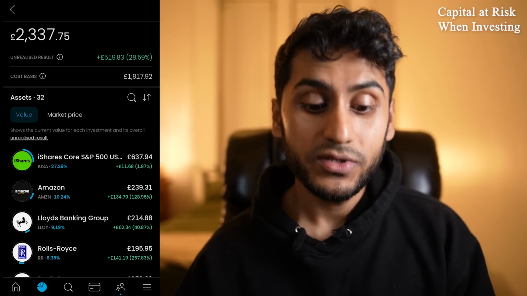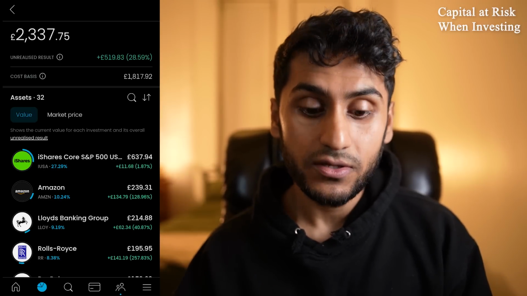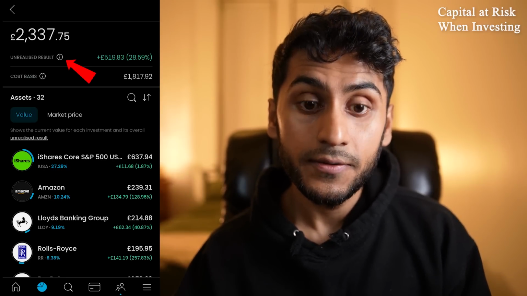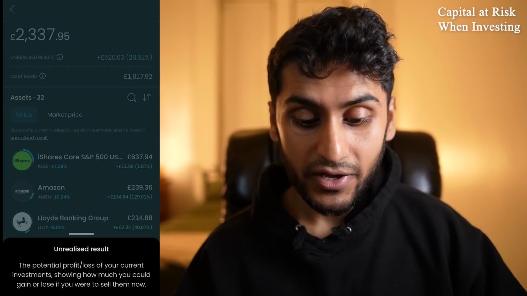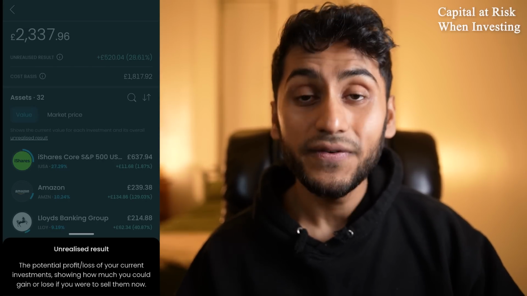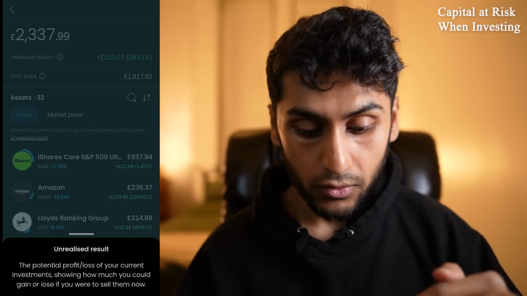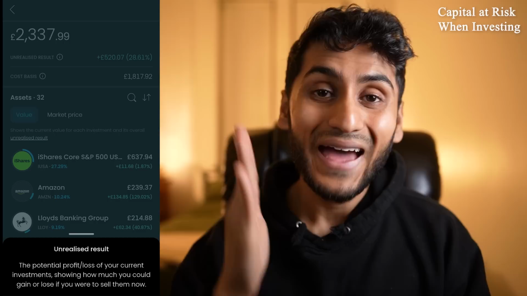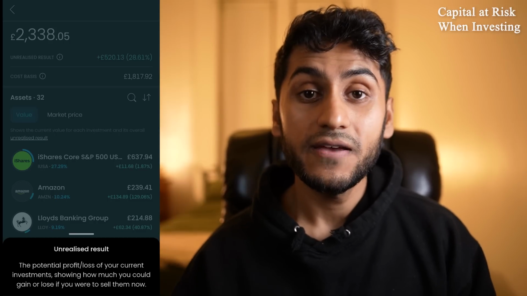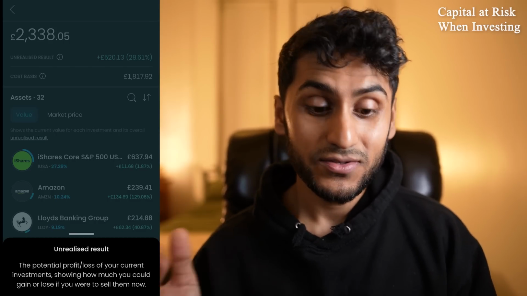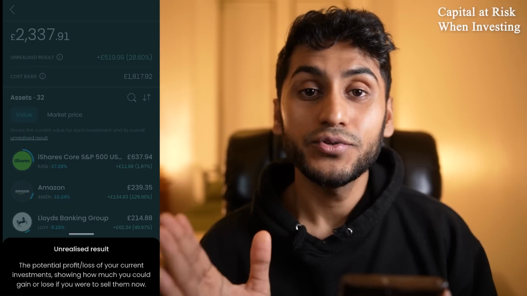So now on Trading 212, you can see your unrealized result. Let me click the information button here. Trading 212 explains the unrealized result as the potential profit or loss of your current investments, showing how much you could gain or lose if you were to sell them at that instant. Obviously, the market fluctuates minute to minute, second to second, so it is as true of a snapshot as you're going to get.